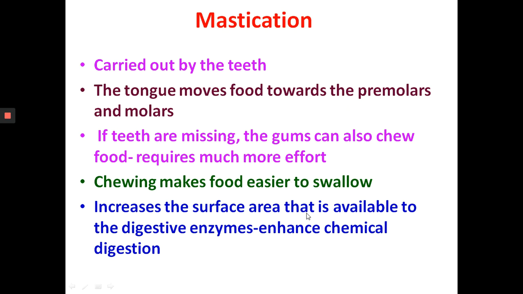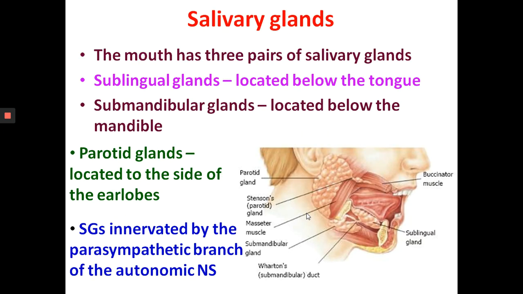The chewing increases surface area. As you know, as surface area increases, more enzyme molecules can act on these food materials and the digestion can be completed in a speedy way. Salivary glands. The mouth has three pairs of salivary glands.